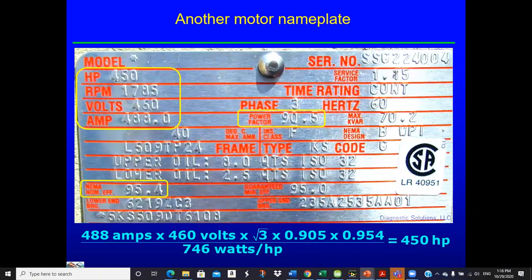Okay, there's another motor tag. That's a 450 horsepower. This one gives power factor, 90.5. Nominal NEMA, North American Electrical Manufacturer, something like that. 95.4 guarantee. See, the NEMA efficiency is 95.4, but the guaranteed efficiency is only 95. So the lawyers told them to put that on there.